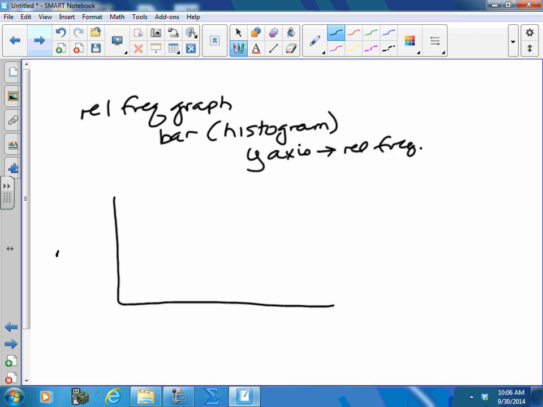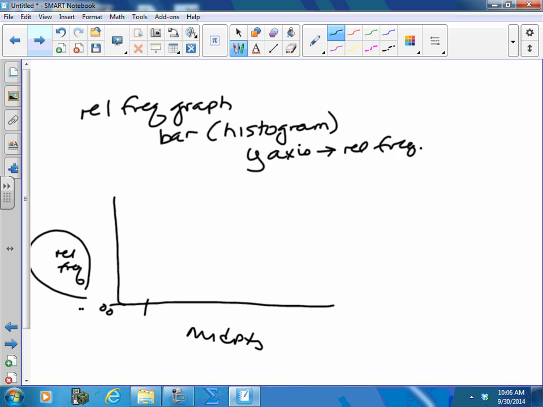So here's your relative frequency over here. Use your midpoints again. You can use your midpoints or your upper class boundaries. Whatever you used on your frequency distribution one, your histogram, should be the same as this one. This is going to have the same exact look as your bar graph for your histogram. Just your y-axis will be in relative frequency.